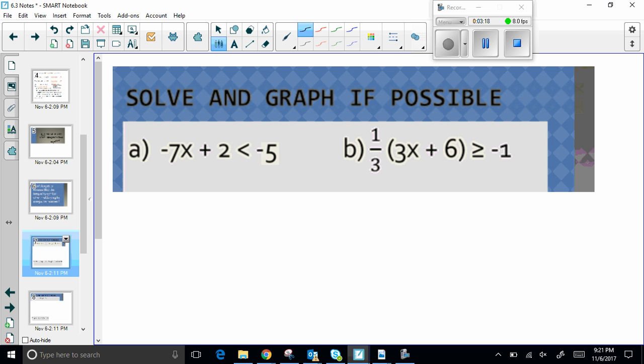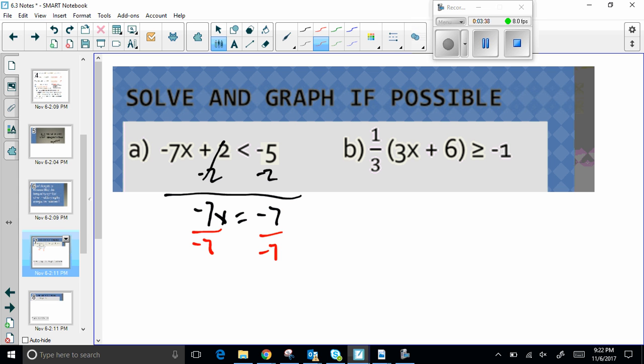Here we've got some examples. 7x plus 2 is less than 5. I want to get x by itself. So just like normal, I would subtract 2 on both sides. And I get negative 7x is less than negative 7. Oops, I forgot, first of all, this should be a less than symbol. Now I divide by negative 7 on both sides to cancel that out. But since I have divided by negative 7, my sign's going to switch, and x is going to be greater than 1. So that's what I've got.